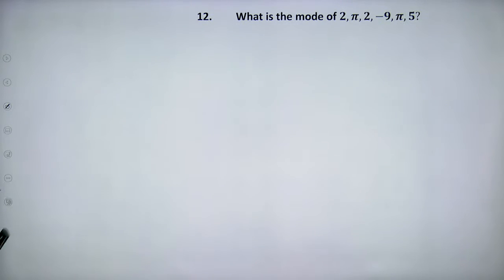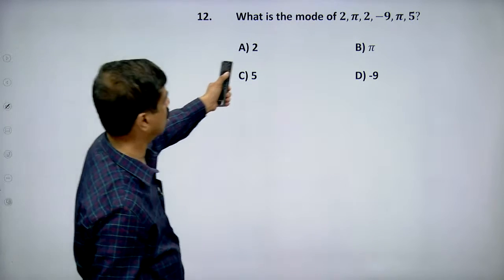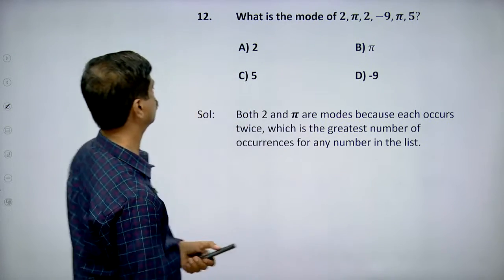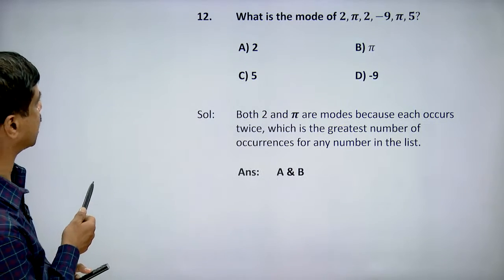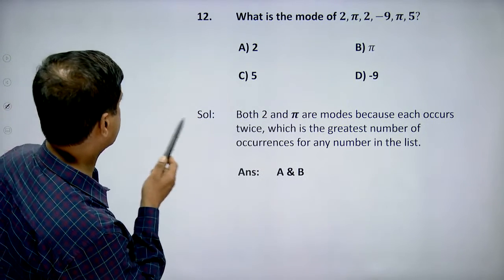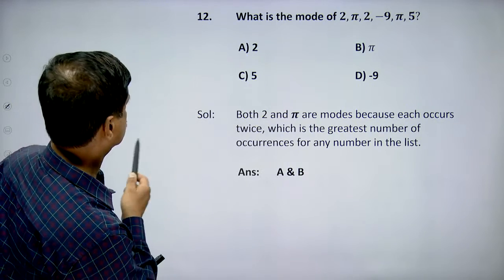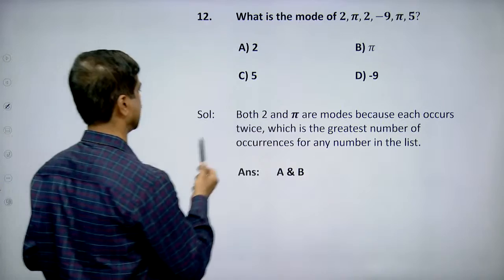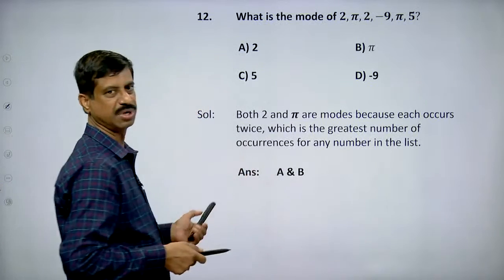Right, so let us go to the next question. What is mode of this? Children, pi has come twice and 2 has come twice. Equal number of times 2 and pi are occurring. So mode should be the one which is repeated more number of times. It should be both A as well as B, children. Please note fast, quick.